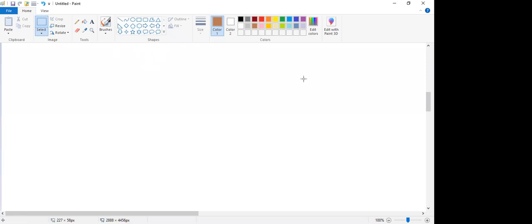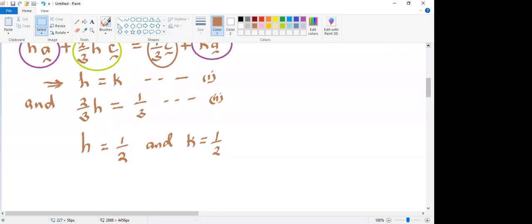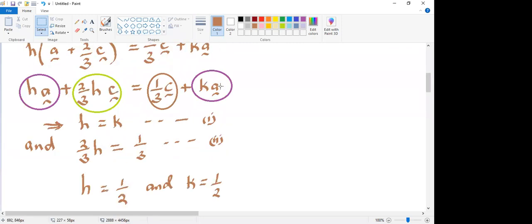Okay, so it is from that we said, since the vectors A here and the C are not parallel, then we took the A's here to be equal, and that's where we got h equal to k. And we also took the C's to be equal, and we got two thirds h equal to one third. The C's are equal. And when we worked out those two equations, we got the values of h and k. And that is what we wanted.